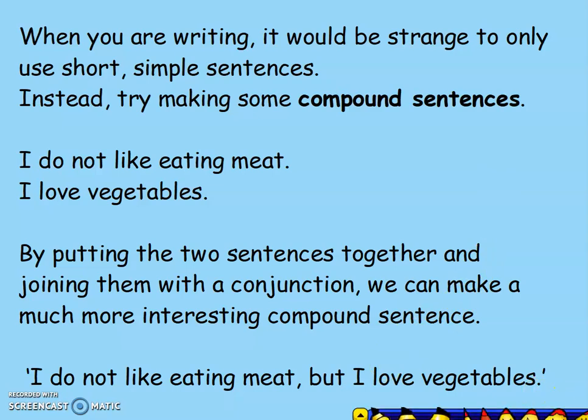Can you look at this sentence and tell me where the conjunction is? What is the conjunction? So, I do not like eating meat. So one simple sentence. I love vegetables is another simple sentence. We can see that our conjunction is but. And we've got our comma before it. Well done if you got that right.